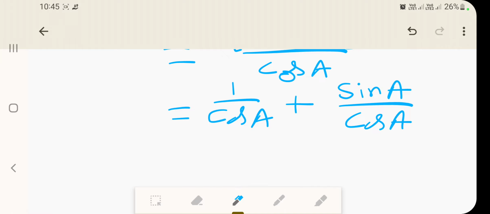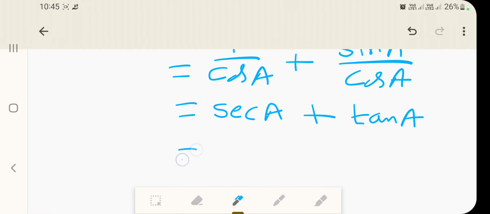And we know that 1 by cos A is equal to how much? How many of you remember it? Pause this video and you can think. 1 by cos A is how much? 1 by cos A we can write as secant A, plus sin A by cos A, which can be replaced with tan A. This is what they have asked. This is our RHS, so hence it is shown.